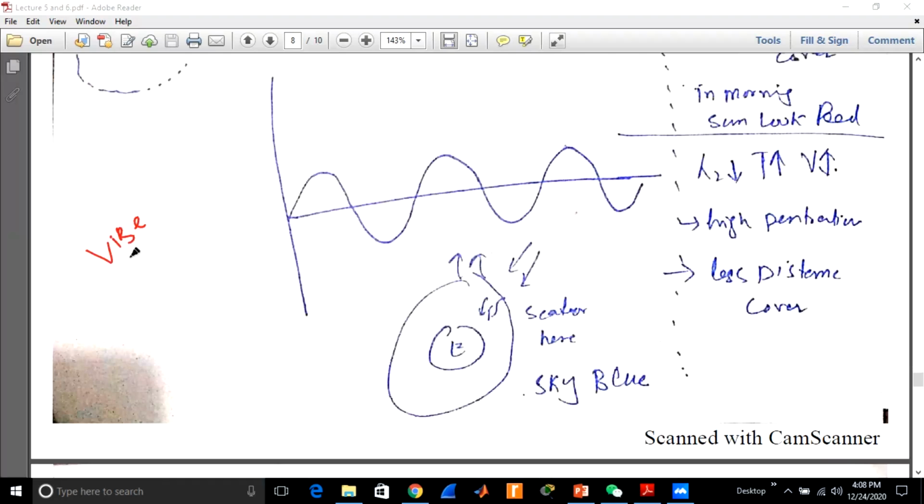if we see here blue, so blue has small wavelength with VIBGYOR. It means that the term here has low wavelength and the term here has high wavelength. So the B is here, so it has low wavelength. It means its wavelength is low, so its temperature is high and its frequency is high, and it will cover low distance.